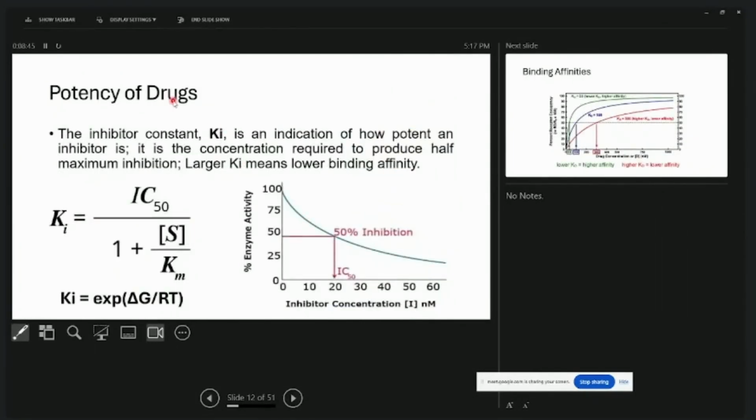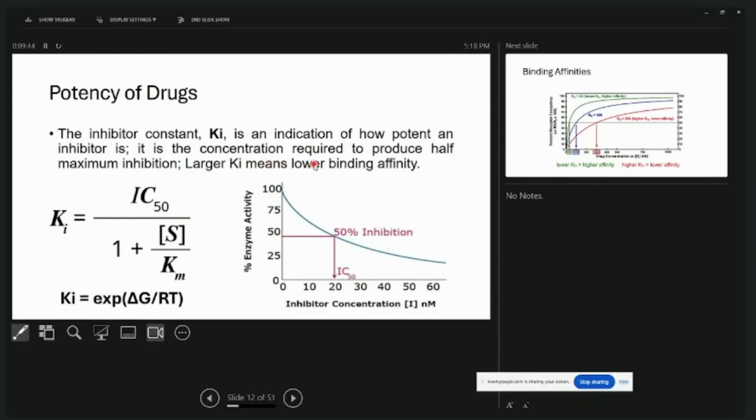The potency of drugs can be assessed by certain kinetic parameters, including the inhibitor constant, which is an indication of how potent the inhibitor is. It is basically the concentration that is required to produce half of the inhibition. So a lower Ki, or a lower inhibitor constant, means a more potent molecule. The Ki can also be calculated from some thermodynamic quantities, including the Gibbs free energy, with the RT constants. So we could imagine a more negative binding energy change, a more negative Gibbs free energy change, will indicate a lower Ki and thus a higher potency and higher binding affinity. As we can see here, a larger inhibition constant means lower binding affinity, and vice versa.